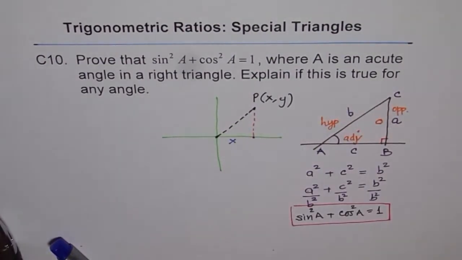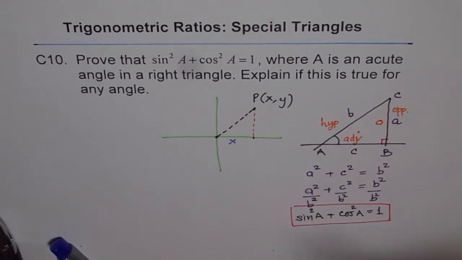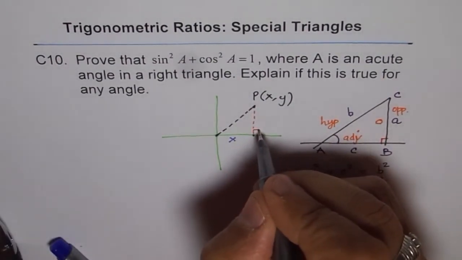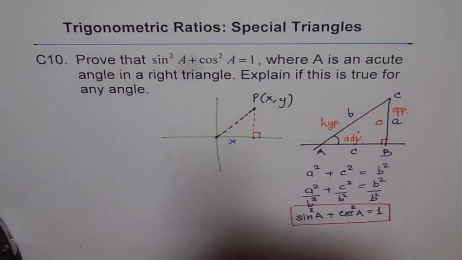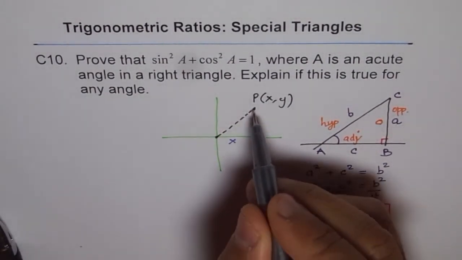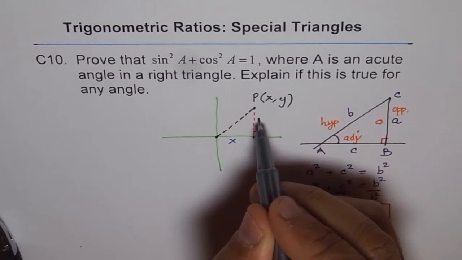Let me join this, correct. So now I have a triangle. Now this triangle should be a right angle triangle since I have made a perpendicular here. Is it okay? That's fine. And now when I say that point is xy, that means from here to here, this distance is how much? That distance is y for us.